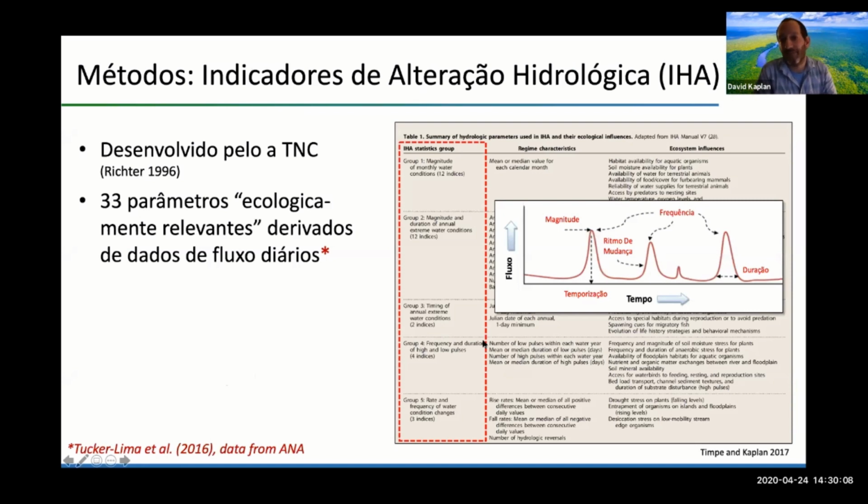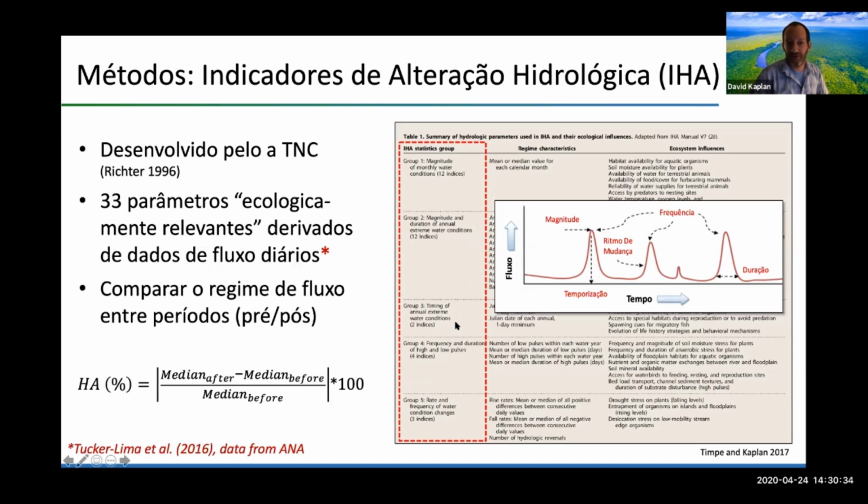but just to call back that picture of the 5 major elements of the flow regime. Within IHA, there are 5 groups that correspond to these: the magnitude of flows, extreme events, timing, pulses, and rate of change. When we summarize these results, we'll look at both the overall mean of all 33, as well as within-group means for each of these types of change to the hydrologic regime. The way we do this very simply is we compare the regime before and after the dam was implemented and calculate a percentage change. So for any one of these metrics, we calculate before, after, and look at the percent difference.